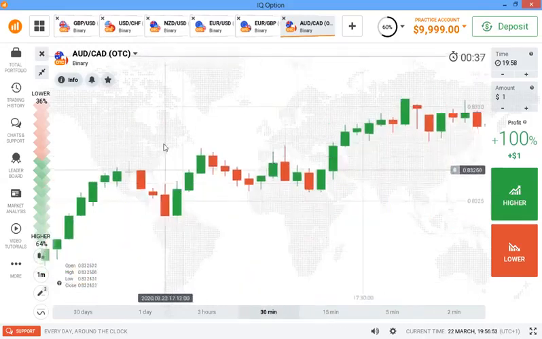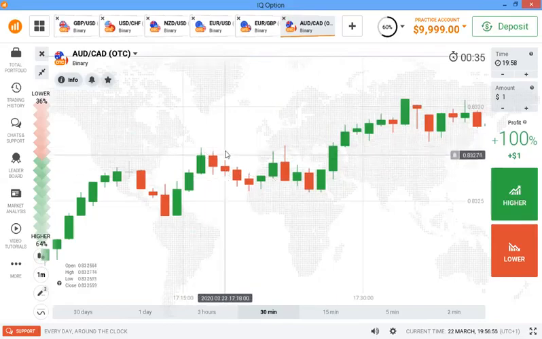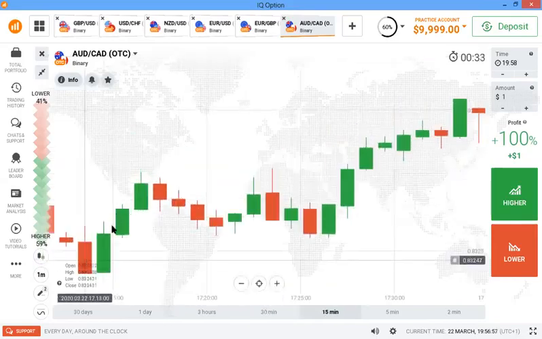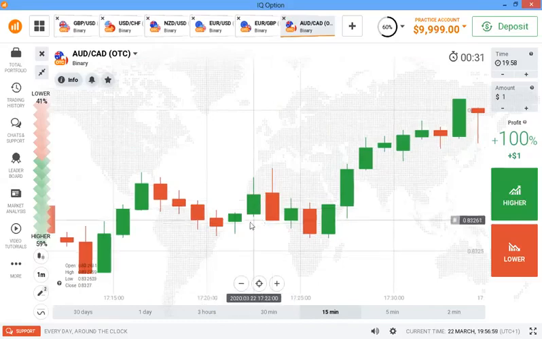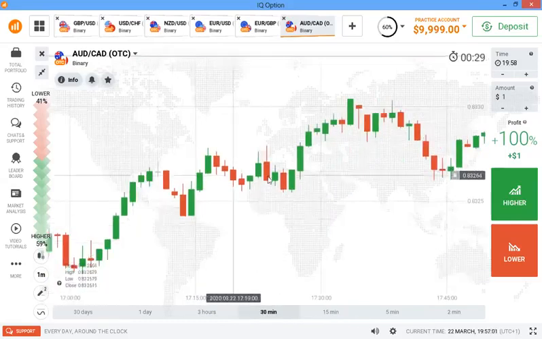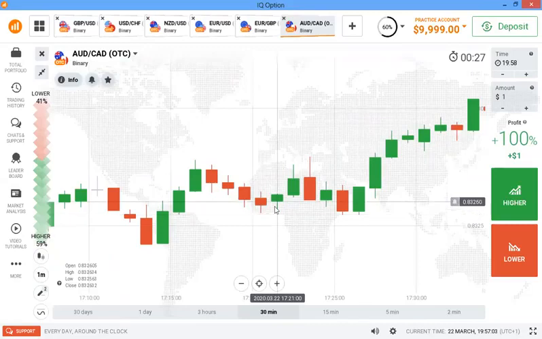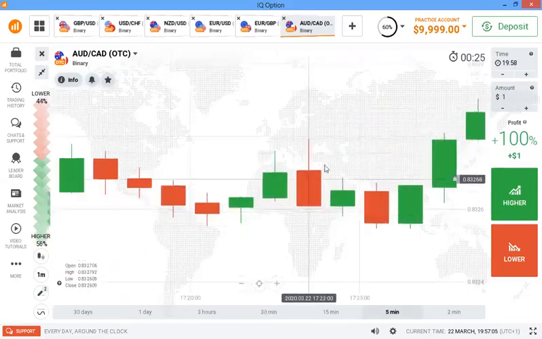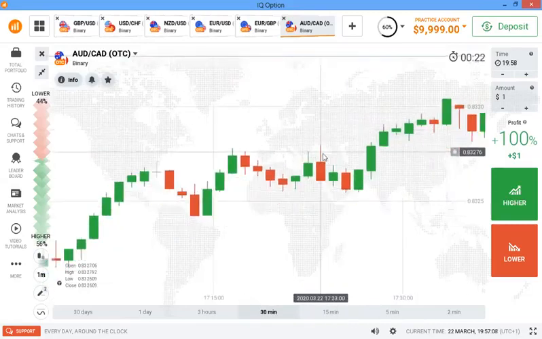So the sellers will try to form a bearish candle by using the momentum here, but because you can see strong candles, strong bullish momentum, it's a strong sign that the buyers will form a bullish candle.